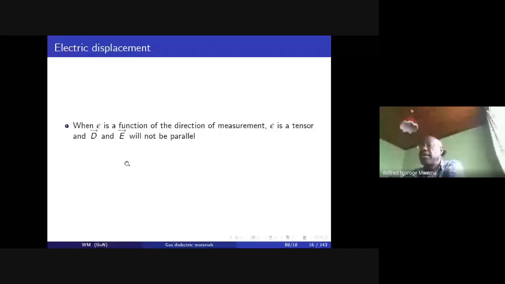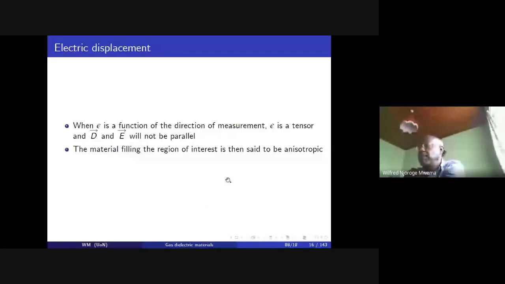But epsilon is generally a tensor, and D and E will generally not be parallel. So it depends on the material that is filling the region of interest. We will deal with isotropic media in this course.